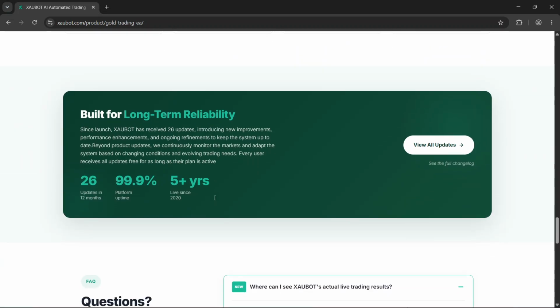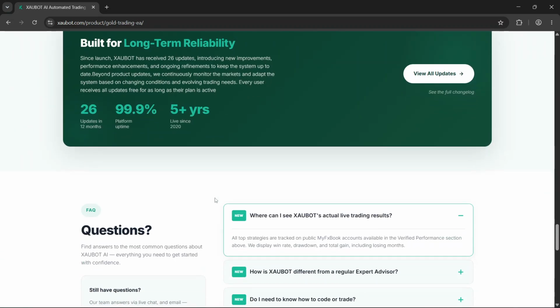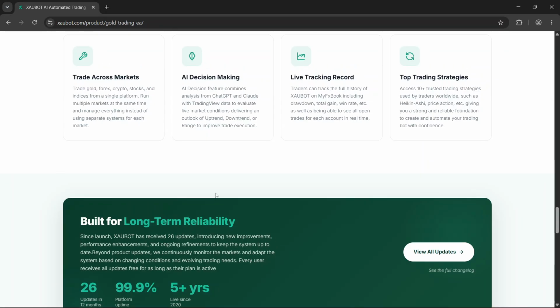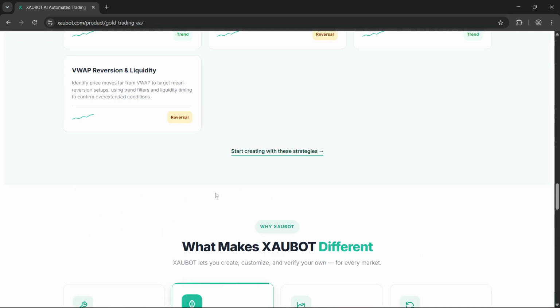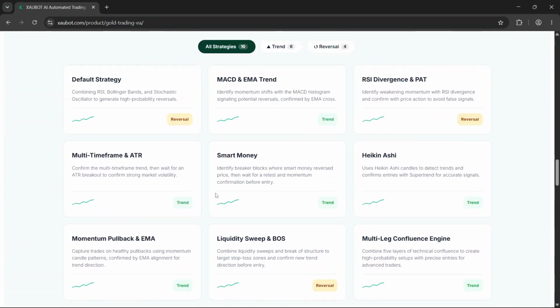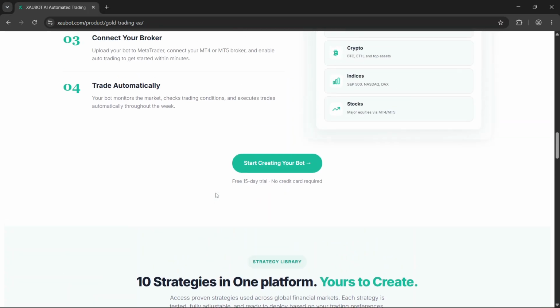Now there are two big modes where the real differences sit. One is scalp, which is a short-term, tight stop and target version. Then we have the multi-level, the one they highlight a lot for gold.